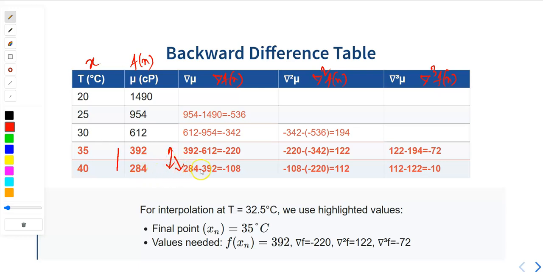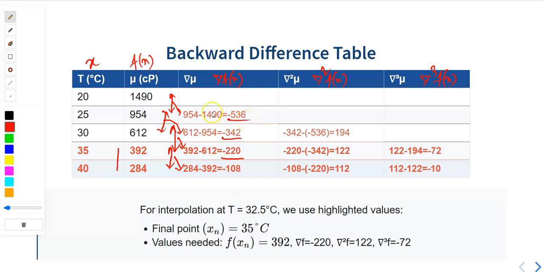So 284 minus 392 gives minus 108. From here to here, 392 minus 612 is minus 220. From here to here, 612 minus 954 is minus 342. From here to here, 954 minus 1490 is minus 536.